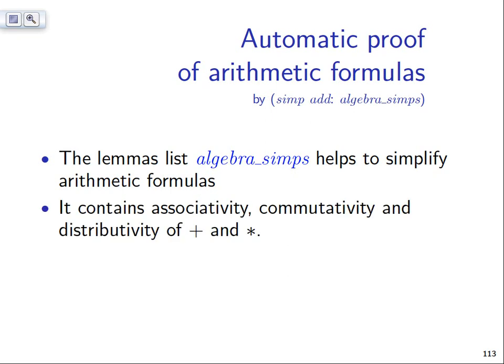And that means, in particular, it will use, so there are other rules in there as well, but in particular those three here: associativity, commutativity, and distributivity of addition over multiplication. So that means if you use distributivity, of course, the thing can blow up.